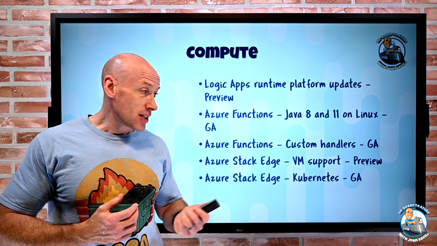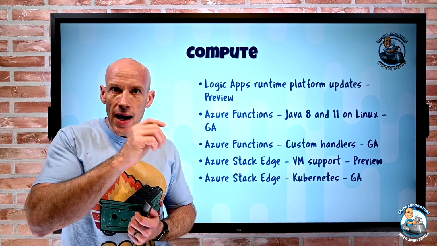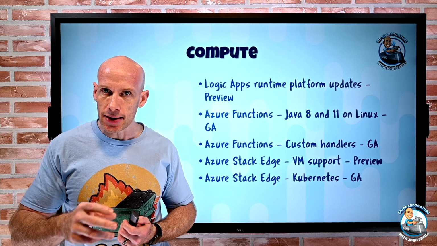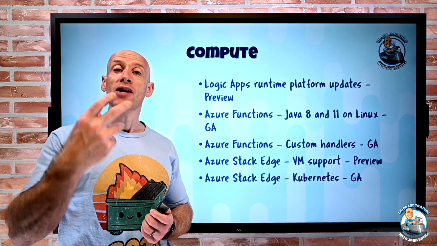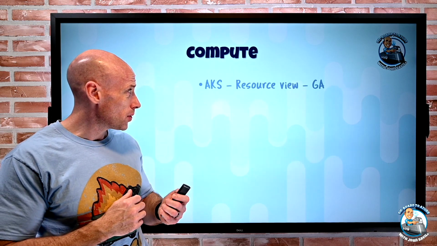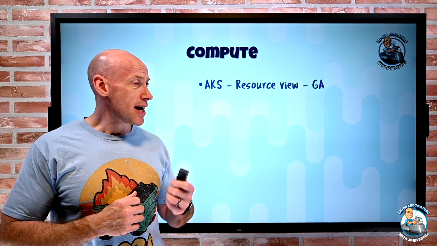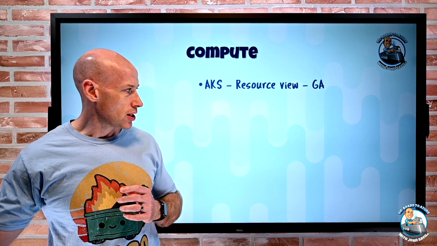Also on Azure Stack Edge, Kubernetes is now GA. So once again, from the Azure portal, I can now go and create AKS clusters directly on my Azure Stack Edge instances I have on-prem. More compute. So the AKS resource view has now gone generally available. And I'll actually show this quickly.